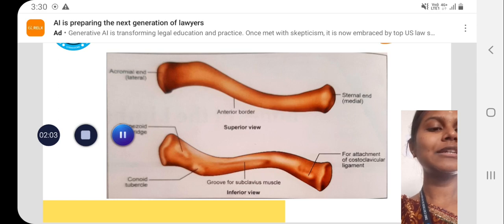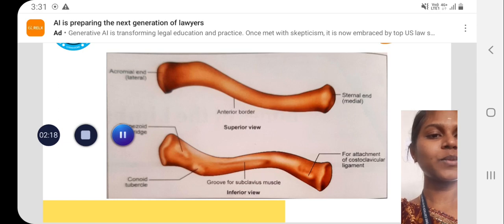Coming to the inferior view, there is the presence of the trapezoid ridge, conoid tubercle and the groove with the attachment of the costoclavicular ligament. The conoid ligament arises from the conoid tubercle and the trapezoid ligament arises from the trapezoid ridge. This groove is used for the passing of the subclavius muscle. The costoclavicular ligament arises from the medial part of the clavicle.